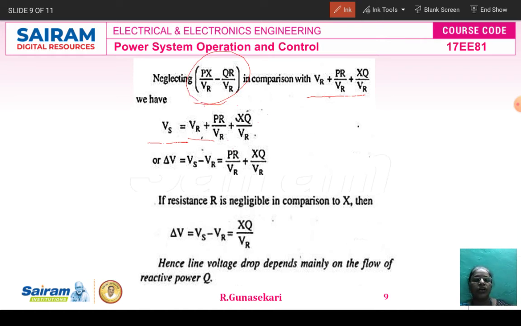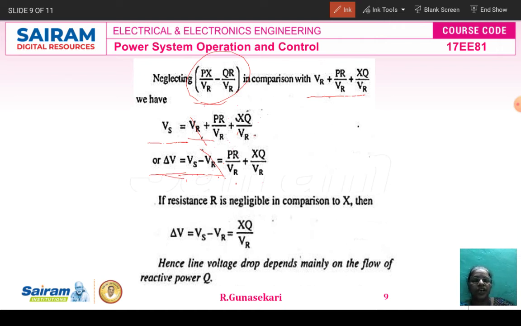Now you can see, delta V, the change in the voltage, is nothing but Vs minus VR. That is the difference between the sending end voltage and receiving end voltage. Okay, the Vs is nothing but what? VR plus PR divided by VR plus XQ divided by VR. So you can substitute. Therefore delta V is equal to Vs minus VR. The Vs is nothing but VR plus PR divided by VR plus XQ divided by VR, minus VR. VR is cancelled. Finally we are getting delta V equal to PR divided by VR plus XQ divided by VR.